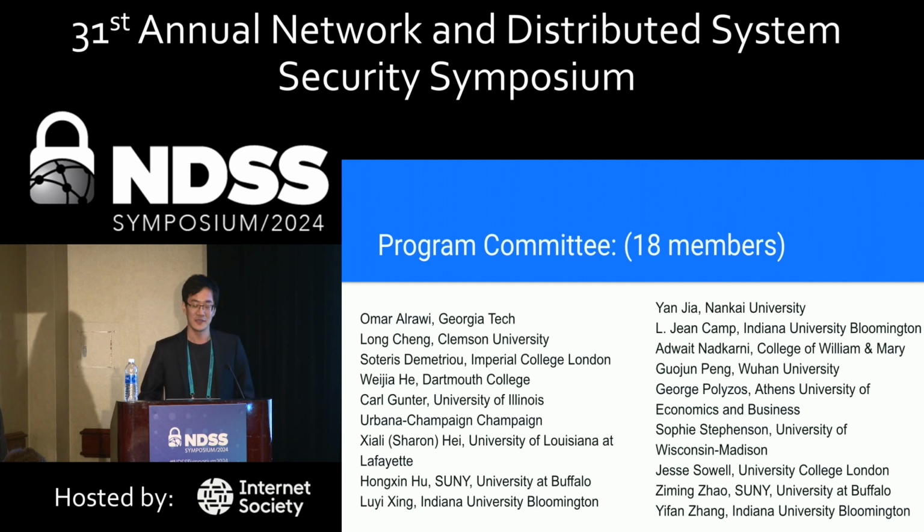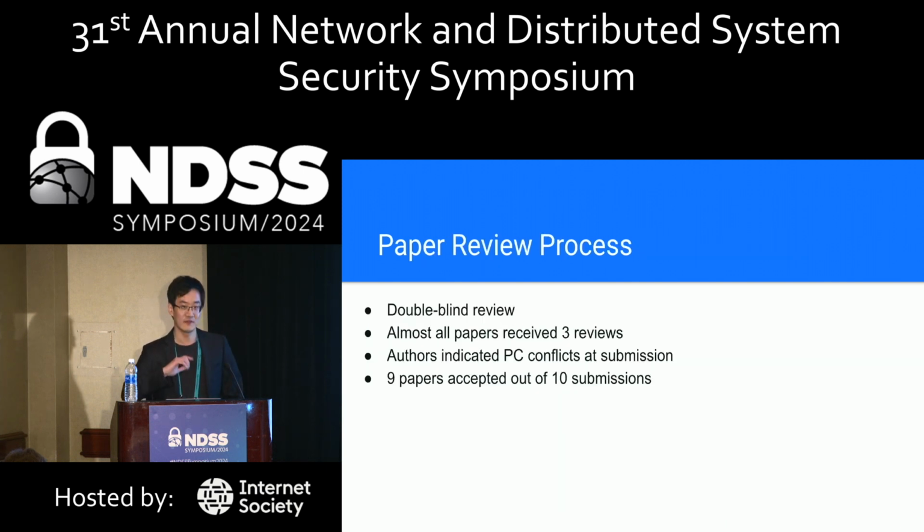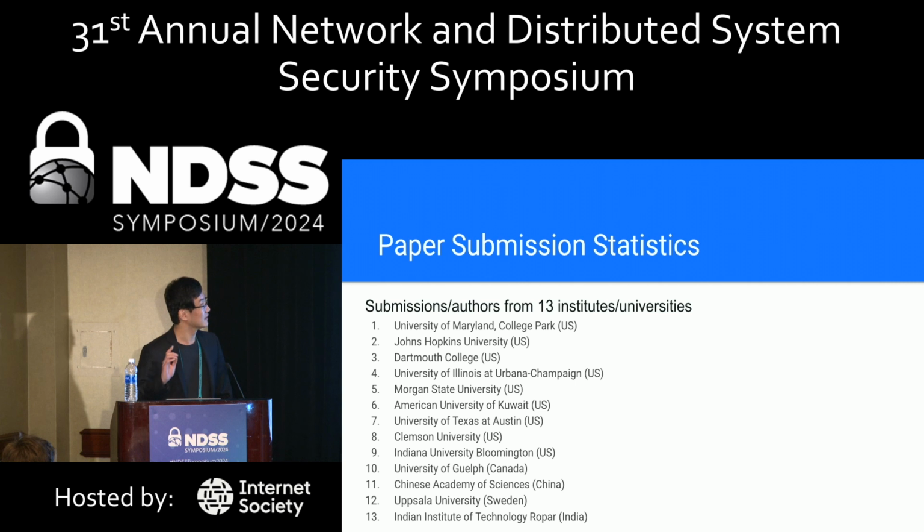Besides our co-chair, we also have altogether 18 program committee members from the United States, from Europe, from Asia. We received altogether 10 paper submissions. We adopted a standard double blind review process, and most papers received 3 reviews. There are some interesting statistics regarding our submissions. We received submissions by authors from 13 international institutes or universities. Most are from the United States, but we also have authors and submissions from Canada, China, Sweden, and India.